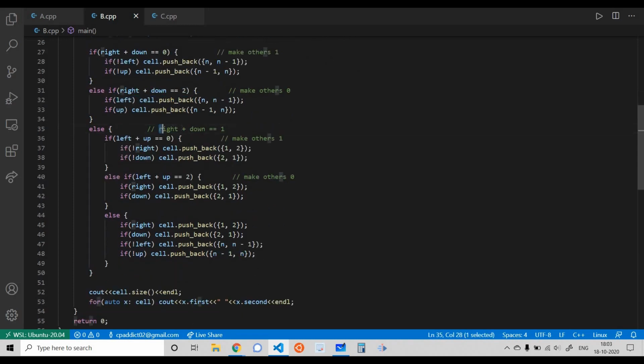Otherwise, I see that right plus down is equal to 1. So then I'm checking for the other point. This is left and up. This is the exit point I'm talking about. Left and up, now I'm considering the exit point, which is at the bottom right corner of our grid. If it is 0, it means I need to convert my entry point into 1s. And if left plus up is equal to 2, it means my exit point contains 1s in both the cells.